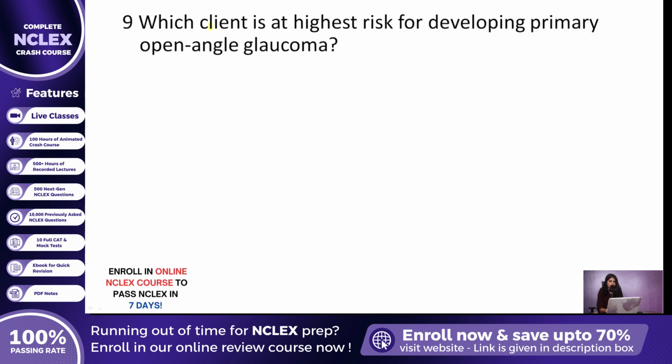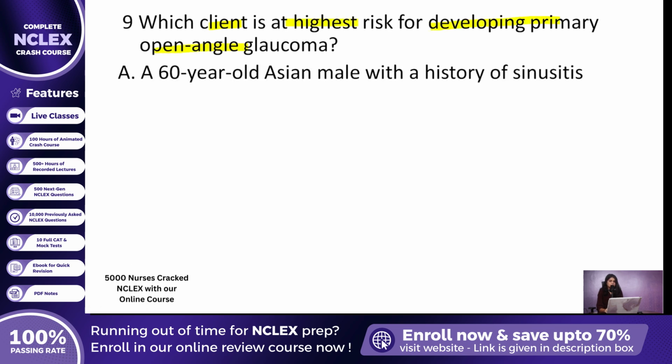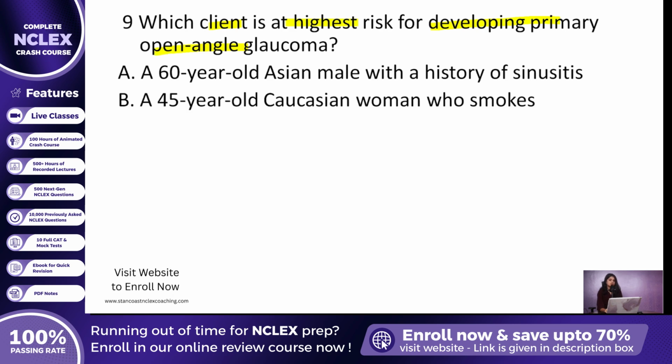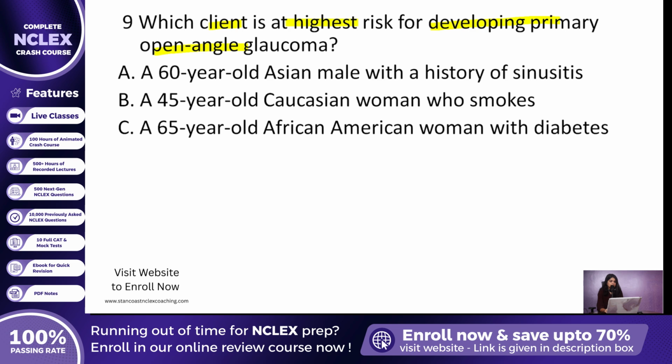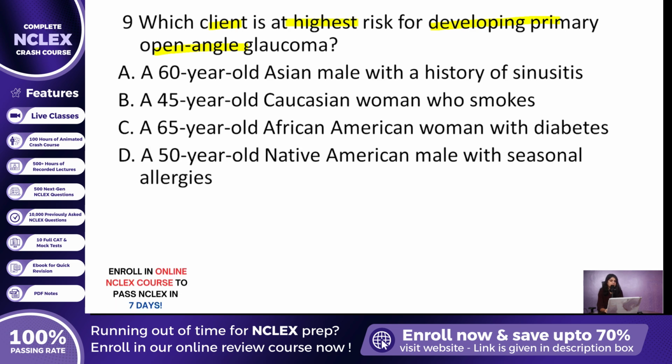Which client is at highest risk for developing primary open-angle glaucoma? Your options are A. A 60-year-old Asian male with a history of sinusitis. B. A 45-year-old Caucasian woman who smokes. C. A 65-year-old African-American woman with diabetes. D. A 50-year-old Native American male with seasonal allergies. Let's pick the most appropriate answer here.